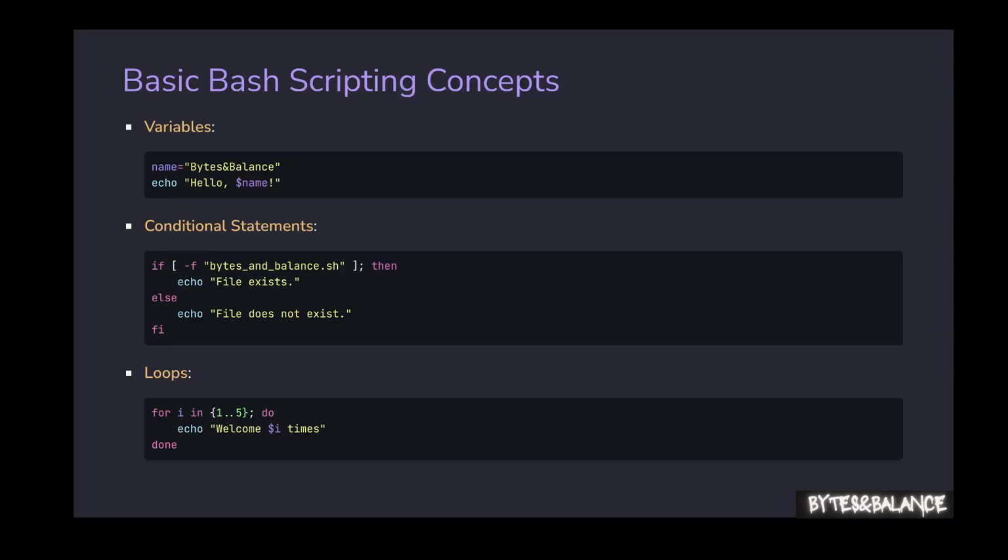Now some basic variables in Bash. You can store values in variables for later use. For instance, you can set a variable called name and then use it in commands. This allows you to create a dynamic script that can easily adapt to different values.